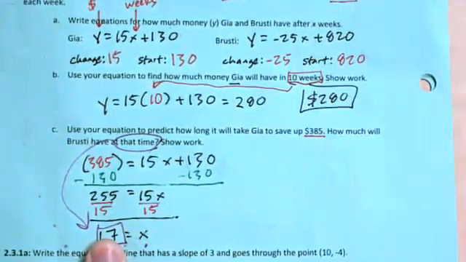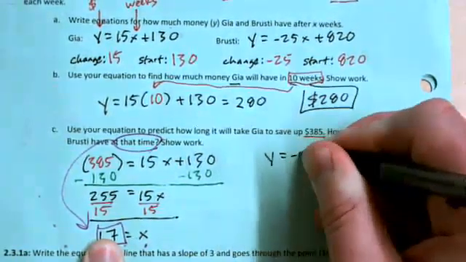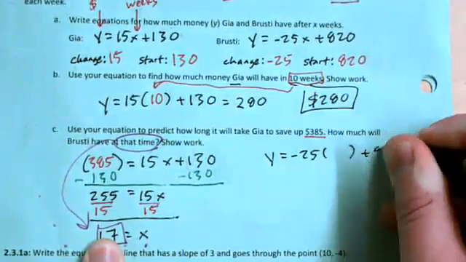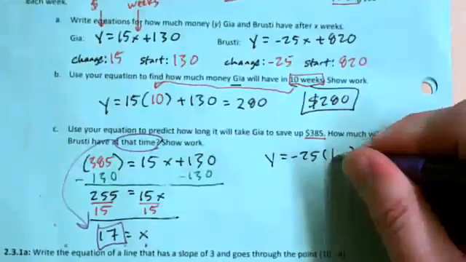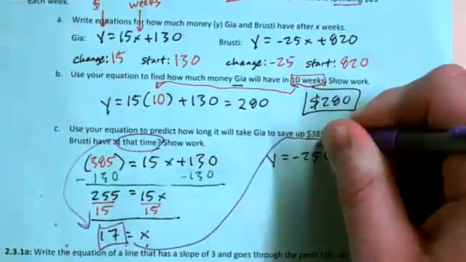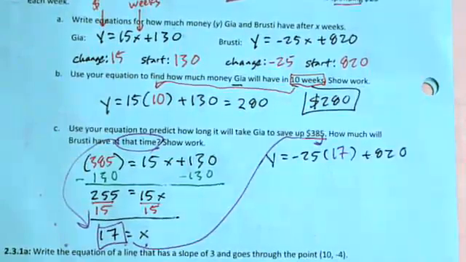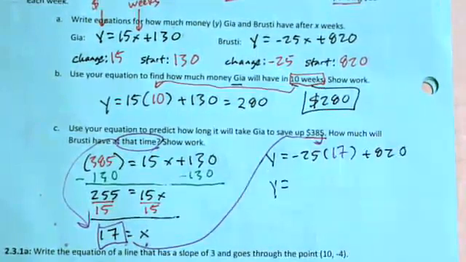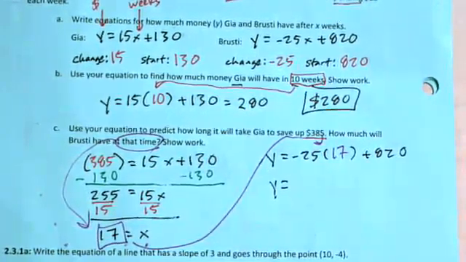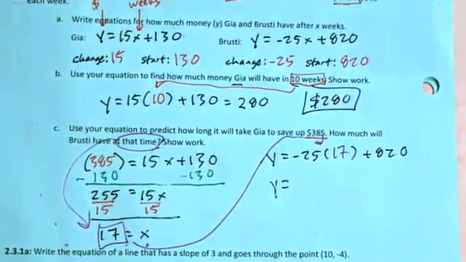So let's rewrite Brewsty's equation. Y equals negative 25x plus 820. Except we don't know what x is, or we do know what x is. So I left the x out. I'm going to replace it with 17. And then we can use our calculator and figure out how much Brewsty is going to have. How much is Brewsty going to have? What's negative 25 times 17 plus 820? 395?